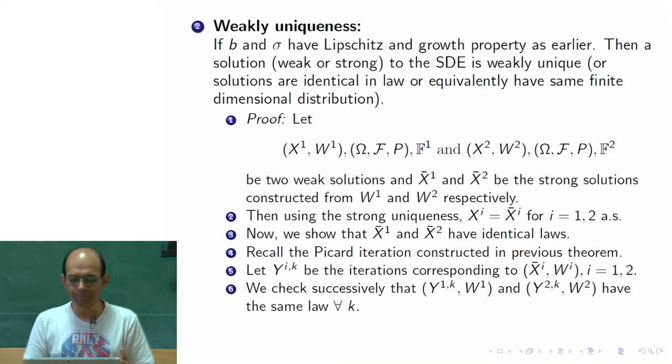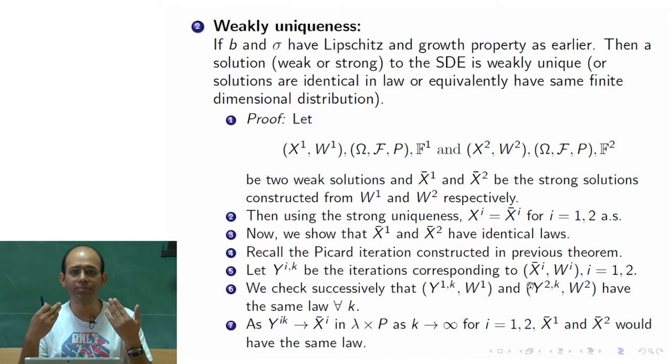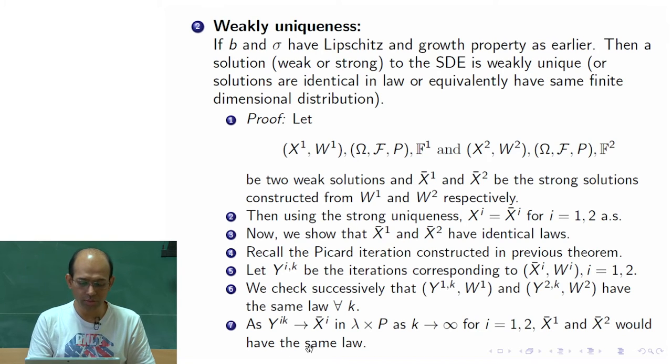Whenever I say law, I mean that they have the same finite dimensional distributions, for all k. We also have seen that these iterative processes converge to the strong solution in probability, so in measure. The measure is the Lebesgue measure on the time domain and the probability measure on the omega domain. So this converges to x1 bar, and this converges to x2 bar, in probability, and both have the same law. The limits x1 bar and x2 bar would also have the same law, because convergence in probability implies convergence in law.